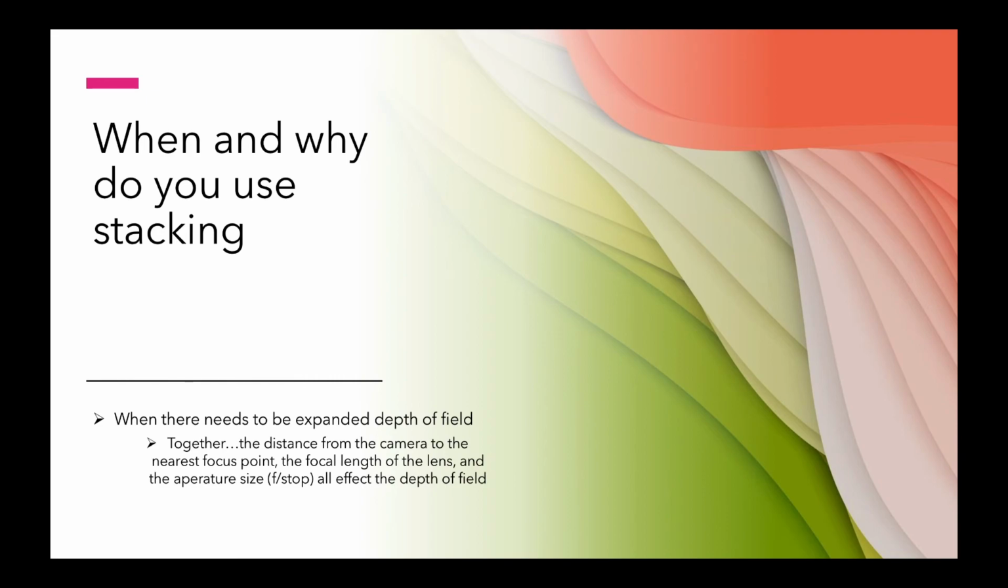The way depth of field is produced in the camera has to do with how close your camera is to the nearest point of focus that you're going to take, the focal length of the lens that you're using, and the aperture size that you're using. Those all work together to create depth of field. If we are focusing pretty close to the camera, then you don't have as much depth of field as you would if you focused, say, a third of the way into the image. So what we need to do then is take those multiple pictures.